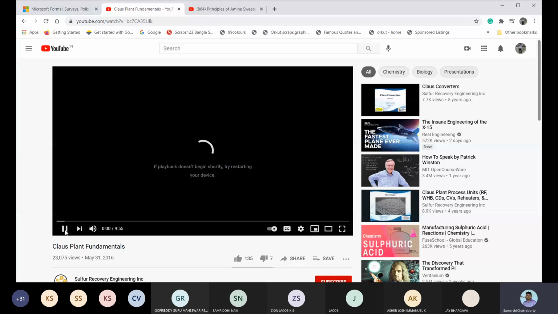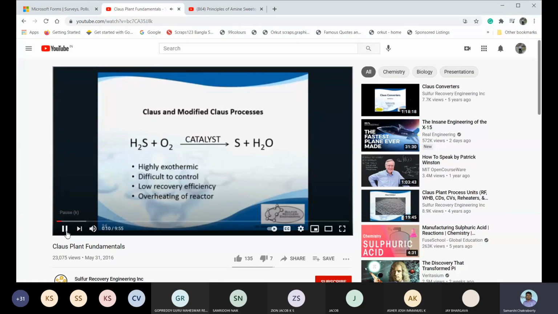Now, most sulfur plants are based on the Claus process, developed by Carl Friedrich Claus in 1883. He discovered that the H2S reacted with air over a catalyst directly to form sulfur in water. The Claus process is highly exothermic with low efficiencies. Reaction control is difficult, and there's a high risk of overheating the reactor.